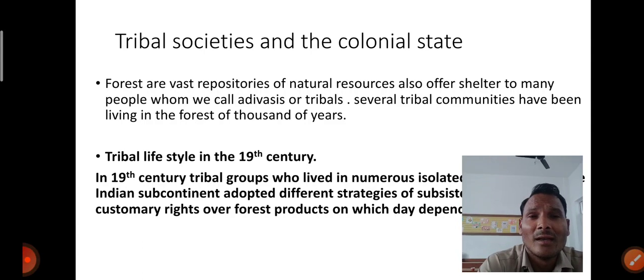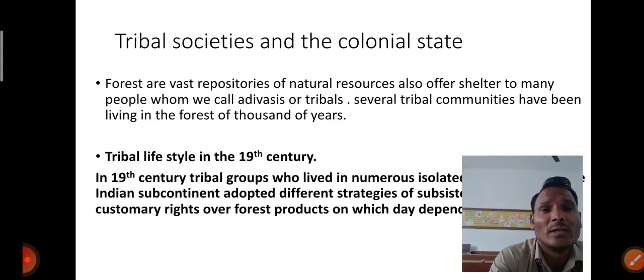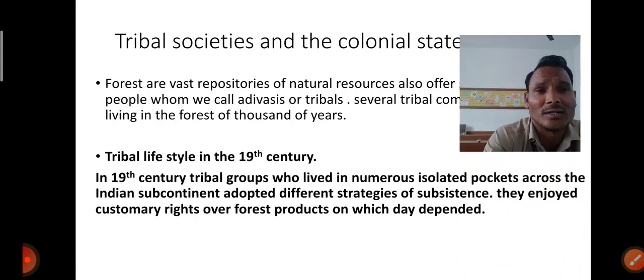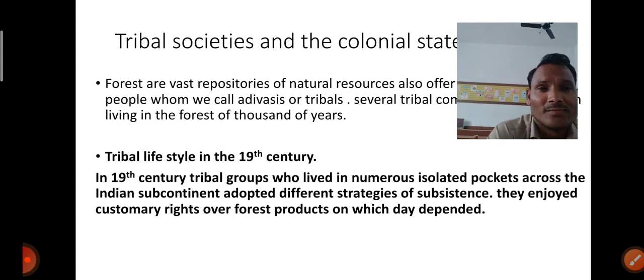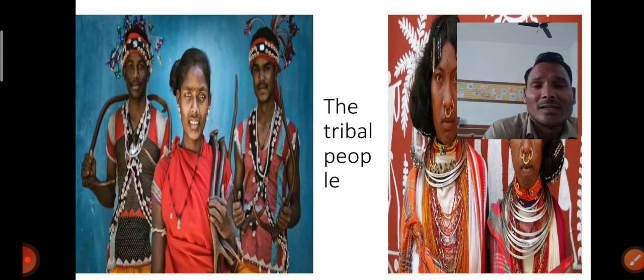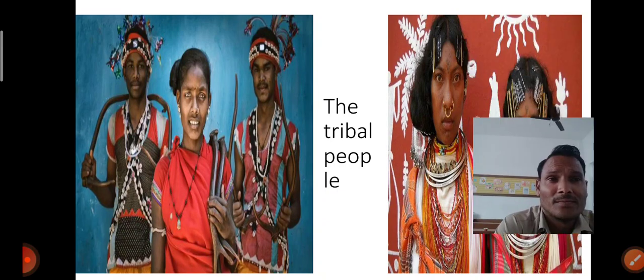Tribal lifestyle in the 19th century. In the 19th century, tribal groups who lived in numerous isolated pockets across the Indian subcontinent adopted different strategies of subsistence. They enjoyed customary rights over the forest products on which they depended. You can see some pictures of the tribal group people. These are tribal community people in the first picture and in the second picture also.